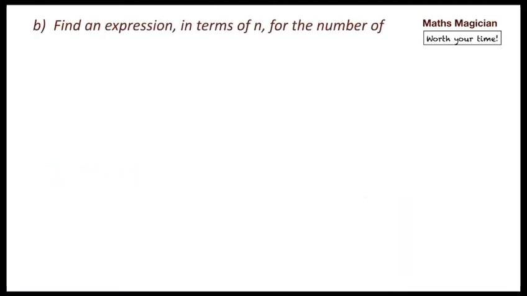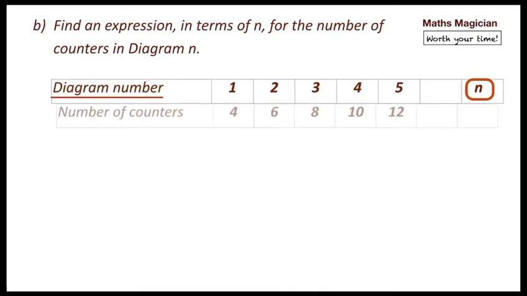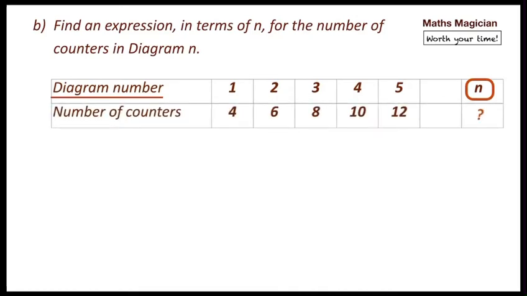Part B of the question is: find an expression in terms of n for the number of counters in diagram n. What does this mean? To understand and make it simple, we write this question in the form of a table. We have to find the number of counters for diagram n.